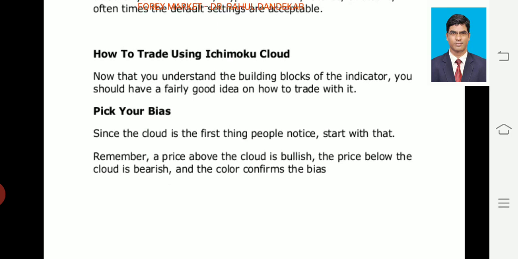How to trade using the Ichimoku Cloud? Now that you understand the building blocks of the indicator, you should have a fairly good idea on how to trade with it. Pick your bias. Since the cloud is the first thing people notice, start with that. Remember, a price above the cloud is bullish, a price below the cloud is bearish, and the color confirms the bias.